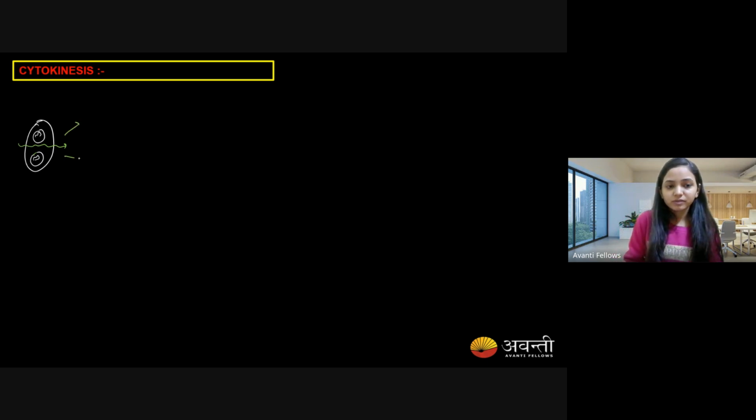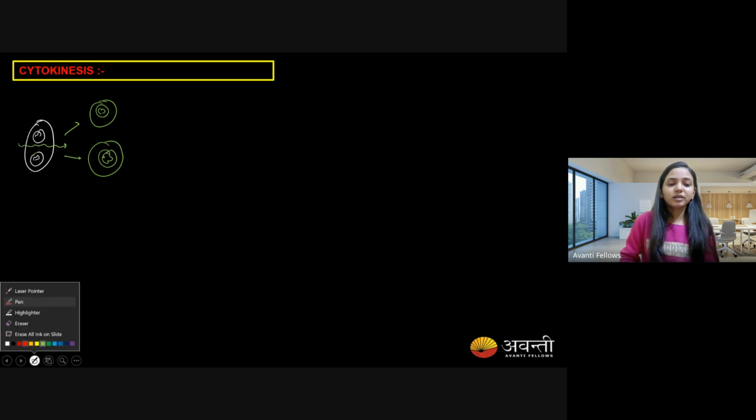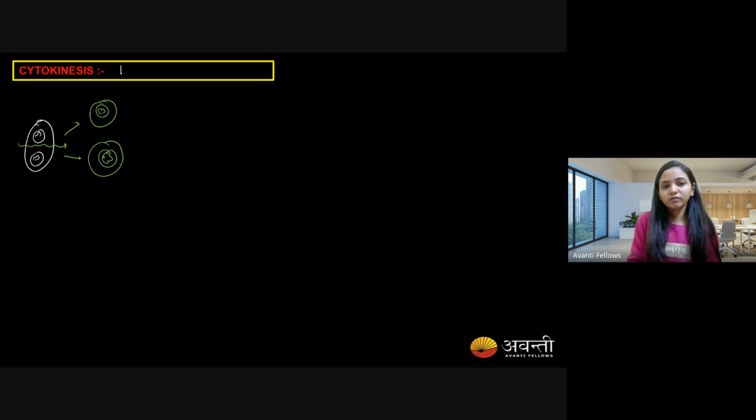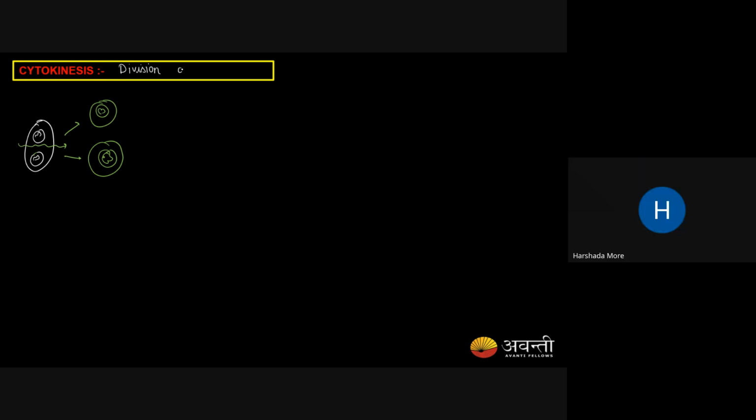Division of nucleus. Karyokinesis is the division of nucleus. So in the last class, we have finished with the division of nucleus. After dividing the nucleus, we need to divide its cytoplasm also. By dividing the cytoplasm, the cell will get divided into two parts, and then we can have two different cells. So cytokinesis is basically the process of division of cytoplasm. Very good.